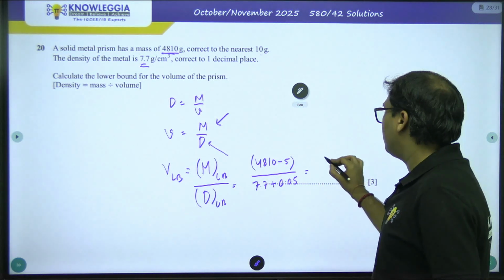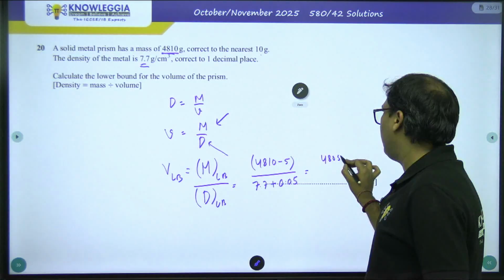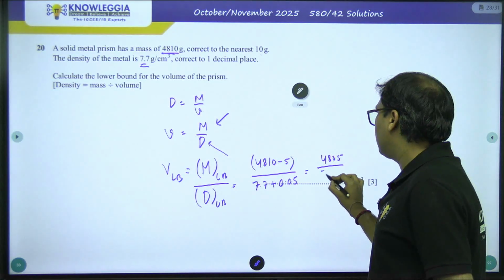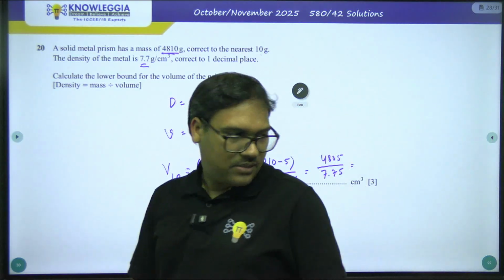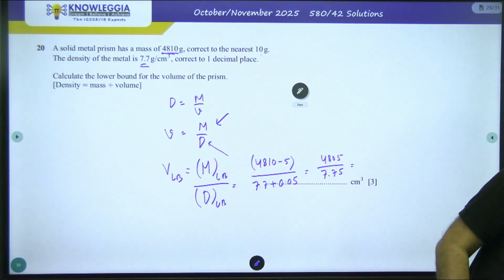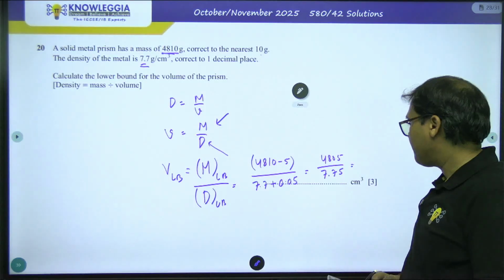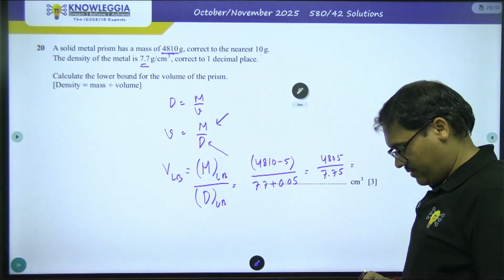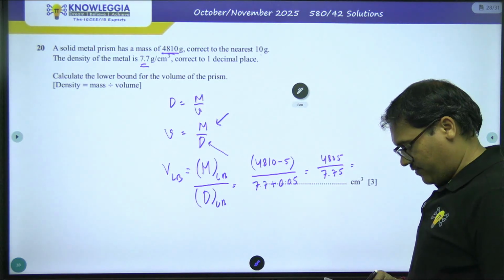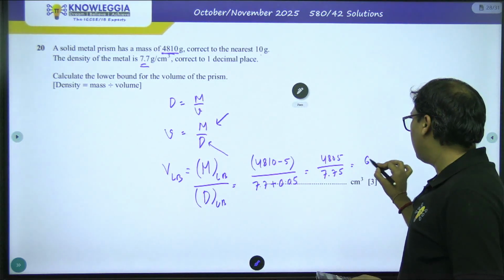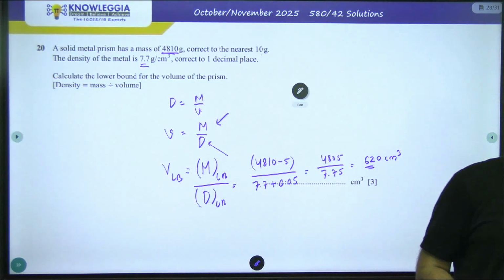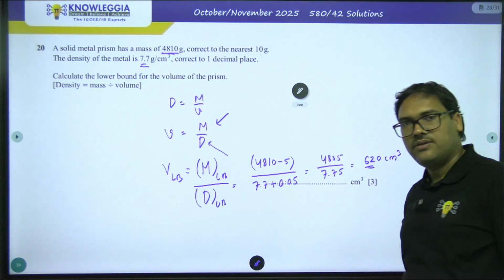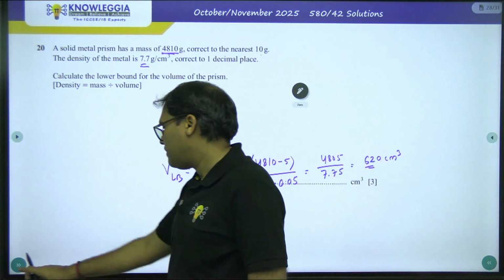Correct. So this is 4805 divided by 7.75. Let's use the calculator and see. 4805 divided by 7.75 is 620 centimeter cube. So this is the lower bound, and 620 is the correct answer for this question.